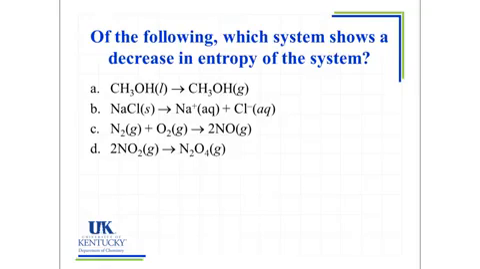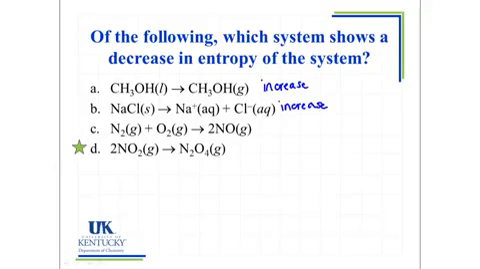Let's look at an example. Of the following, which system shows a decrease in the entropy of the system? In this case, we're looking for a decrease in entropy. So we're looking for a decrease in the disorder, or a decrease in the number of ways to disperse the energy. When I look at option A, what I actually see is an increase in the entropy because I'm going from the liquid phase of a substance to its gas phase. There's more ways to disperse the energy, more disorder in that system. When I look at option B, I've got sodium chloride in the solid phase going to aqueous ions. This is also an increase in the entropy because I'm dispersing those ions throughout that solvent.